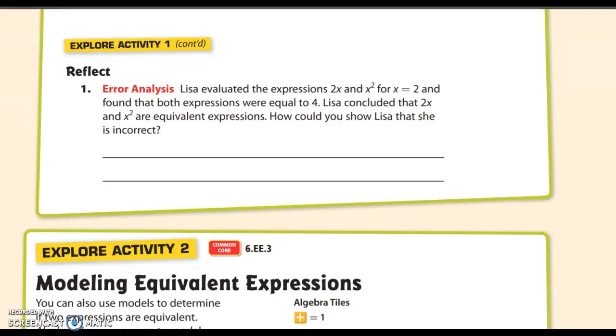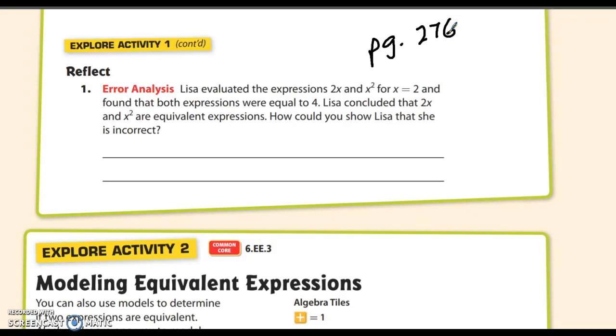Okay, we are on page 276. We start the page with what's called an error analysis. Lisa evaluated the expressions 2x and x squared for x equals 2, and she found that both expressions were equal to 4. Lisa concluded that 2x and x squared are equivalent expressions. How could you show Lisa that she is incorrect?